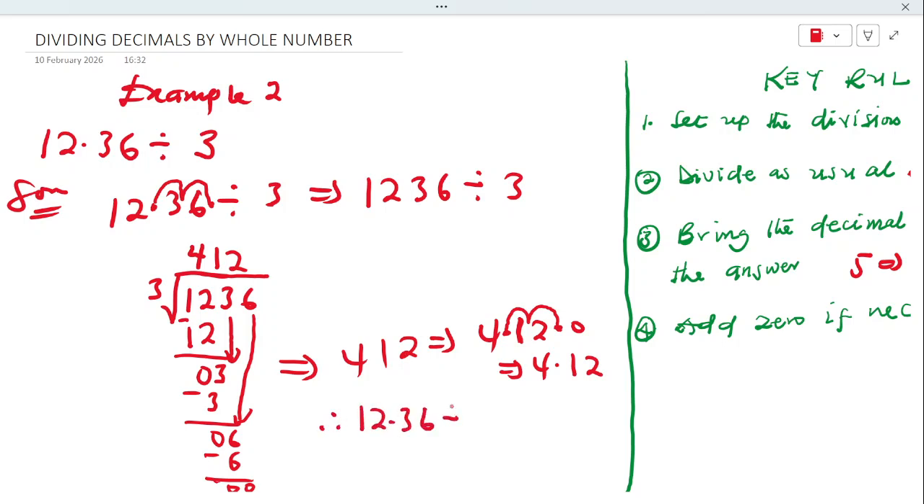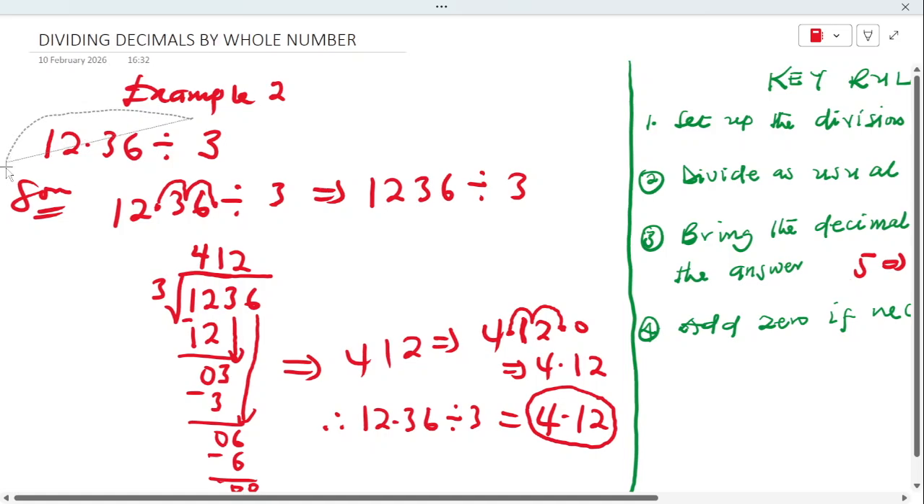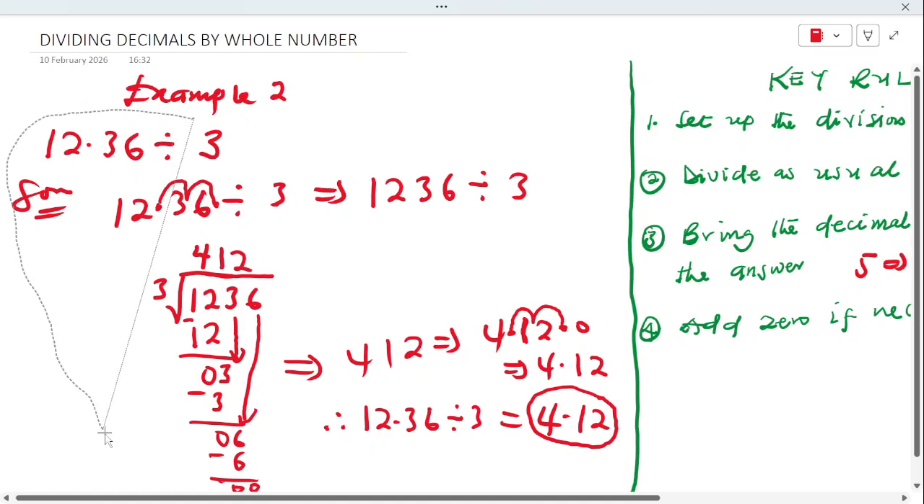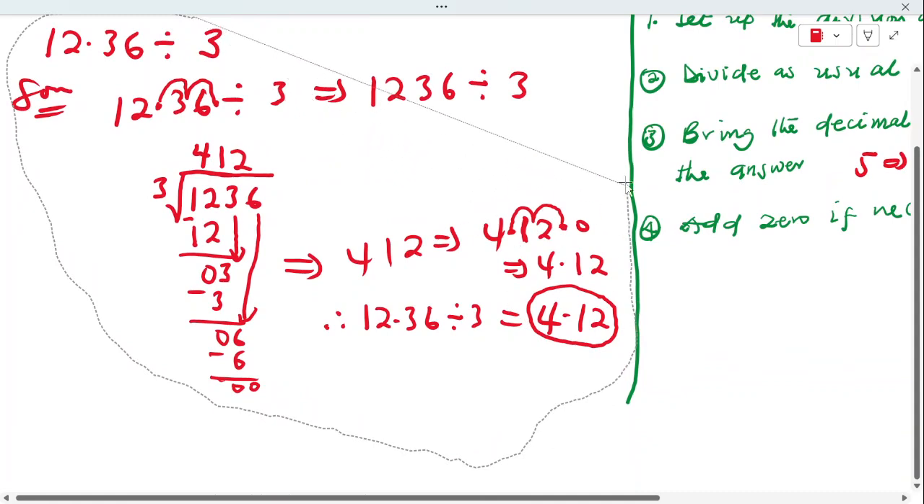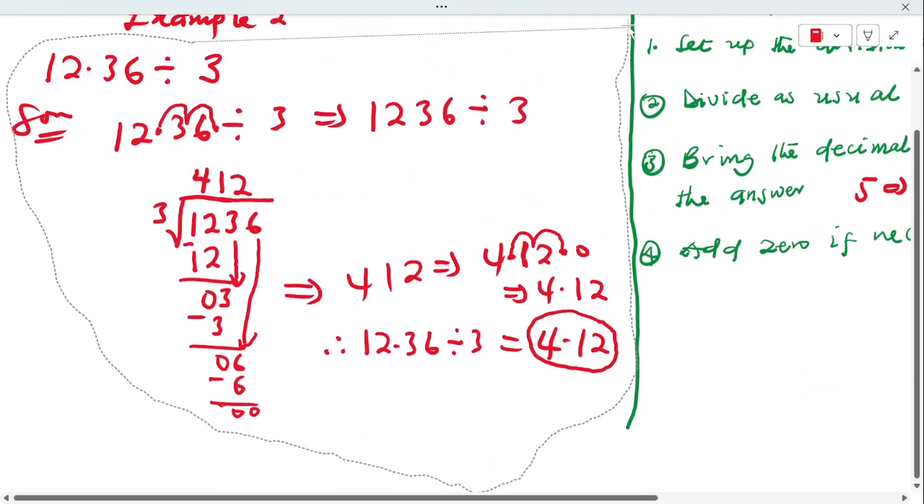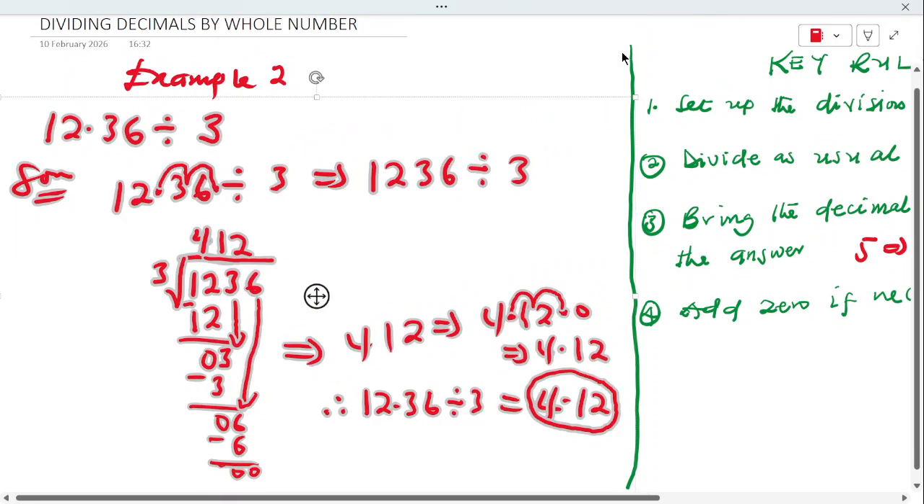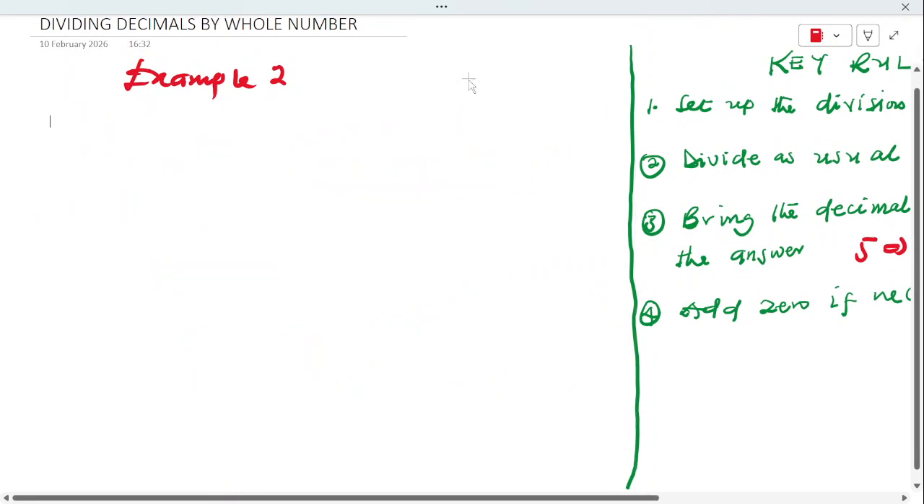Therefore, 12.36 divided by 3 equal to what? 4.12 as our final answer. I hope that is clear. Okay, let's look at our final example, which involves word problem. Please, you can pause the video, solve it, come back to confirm if your answer is correct.